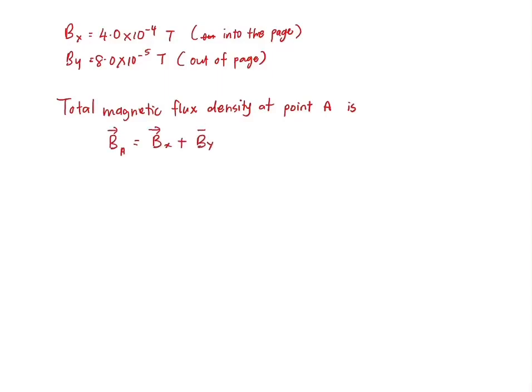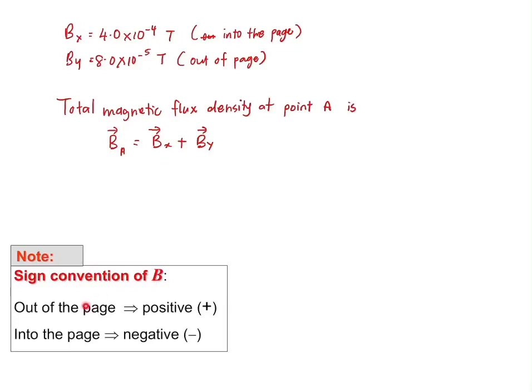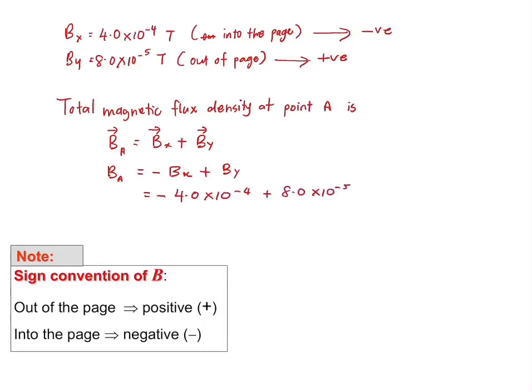Doing this will give us the total magnetic flux density at point A, in which Ba is equal to Bx plus By. However, we have to consider the sign for Bx and By by looking at the direction of their magnetic field. Out of the page will be positive and into the page will be negative. So Bx is into the page, negative, By is out of the page, positive. So write down Ba is equal to negative Bx plus By, and then substitute in the values of Bx and By to get Ba, which is negative 3.2 times 10 to the power of negative 4 Tesla.